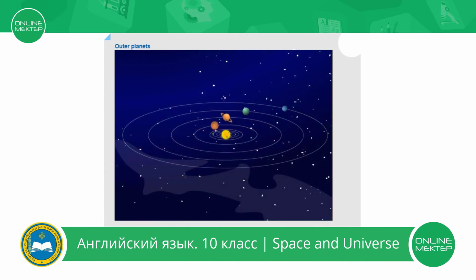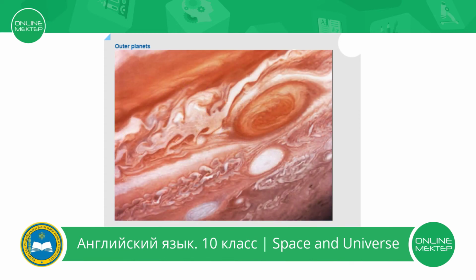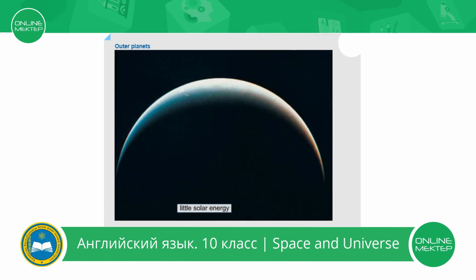Each of the outer planets takes several Earth years to orbit the Sun, travelling billions of kilometres to do so. They also have extremely low surface temperatures because they receive little solar energy compared to the inner planets.